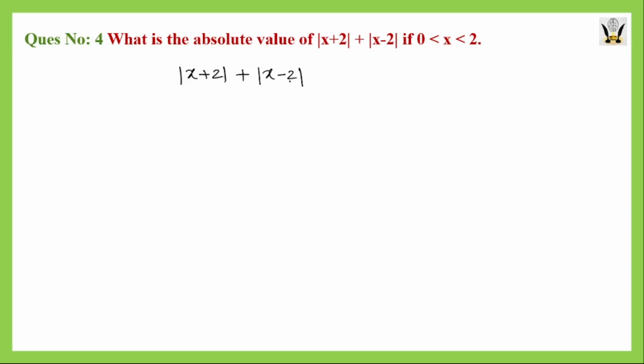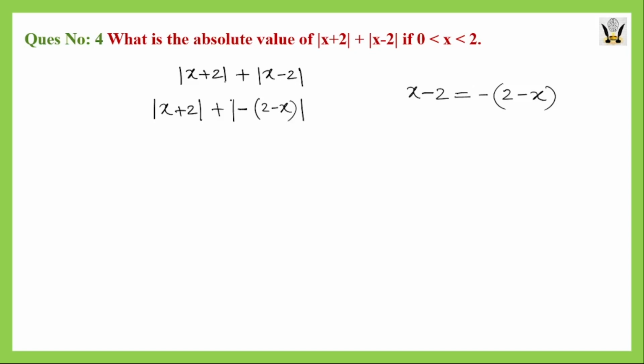But since x is less than 2, x minus 2 will be represented in terms of 2 minus x, as 2 is greater than x. And if we want to do that, then we have to take minus 1 common. So now we can represent it this way: minus of 2 minus x. Now when we fit this with the mod value, it will be mod x plus 2, and this will be plus mod minus of 2 minus x.